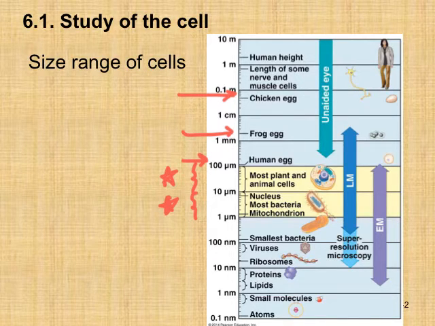Because of their small size, most cells require a microscope to view them. Over here on the right, you can see that LM stands for light microscope, and you need a light microscope to view most cells. Now you can also view them with an electron microscope, and when you do that, you can see much more detail inside the cell. You can look at the structures within the cell, whereas with the light microscope, a lot of times you can't see those same details.